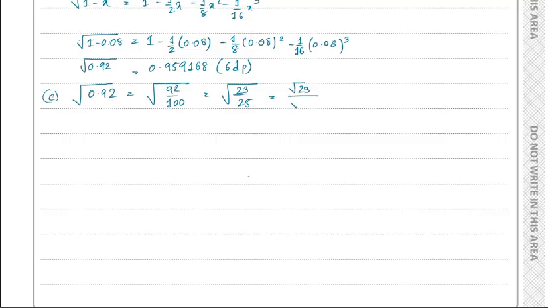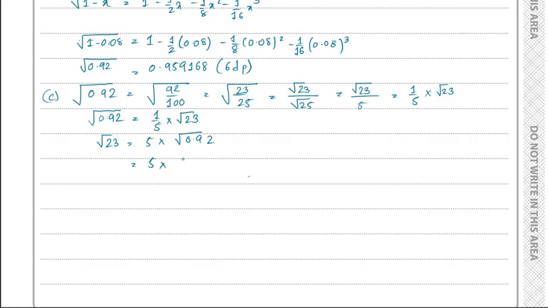So you can write it in this form: root over 23 divided by root over 25. So I will keep root over 23 as root over 23, and root over 25 is 5. And you can write this in this form as well: 1 by 5 multiplied by root over 23. We already know the value of root over 0.92 from part B, and you have to use that because the question has used hence. So root over 0.92 is equal to 1 by 5 multiplied by root over 23, right? So root over 23 would be 5 multiplied by root over 0.92.